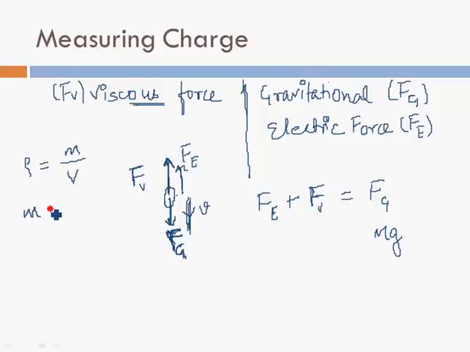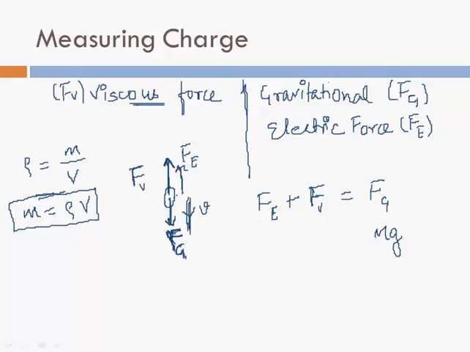Okay, so mass of oil droplet, one droplet, is going to be density multiplied with volume. What is the volume of oil droplet? If we know the radius of oil droplet, we can calculate approximate volume. Assuming it to be spherical, we can simply write volume as 4 by 3 pi r cube. Though droplets are not exactly spherical, we can calculate volume to an extent.